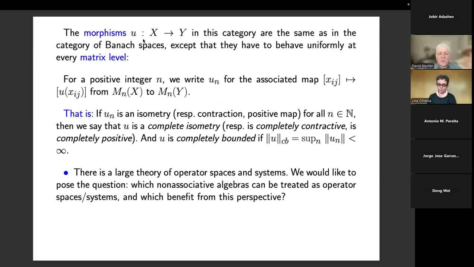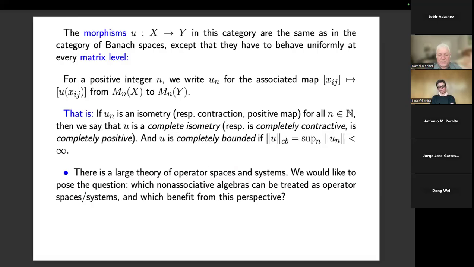But the morphisms in this category are bounded linear maps, except that they have to behave uniformly at every matrix level. I think I need to speed up because I see I only have 3 minutes. If you look at the map that just applies your map entry-wise in matrices, if that map is an isometry for every size of matrix, respectively a contraction or a positive map, we say it is a complete isometry, completely contractive, or completely positive. The completely bounded norm is the supremum of the norms of the nth amplification of the map applied to n by n matrices.